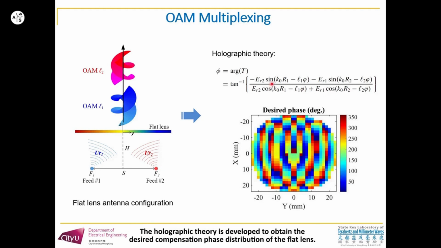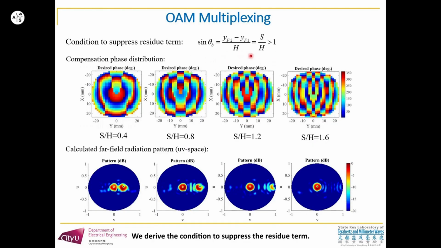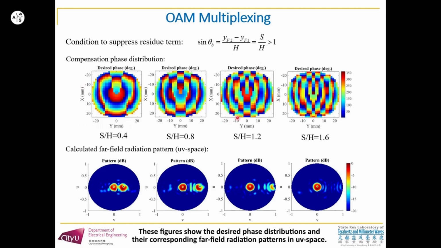The holographic theory is developed to obtain the designed composite phase distribution of the flat lens. The synthesized result is shown in this figure. We derive the condition to suppress the residue term. And this figure shows the design phase distributions and their corresponding Fourier radiation patterns in UV space. The value of H is selected as 1.6 here to completely suppress the residue term.